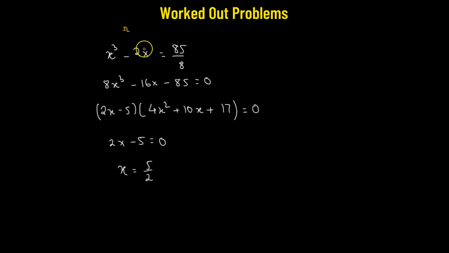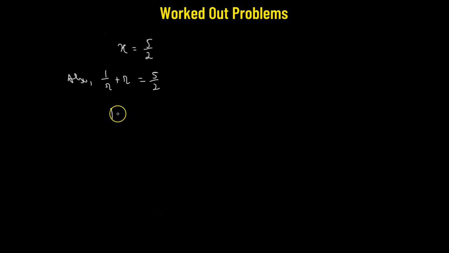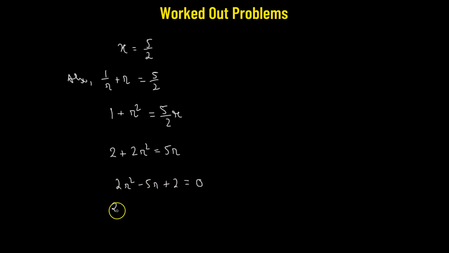Now since we have considered x to be equal to 1/r + r, we have 1/r + r equal to 5/2. Now multiplying throughout with r, we're going to get 1 + r² equals 5/2 times r. Then multiplying both sides by 2, we have 2 + 2r² equals 5r. Rearranging the equation, we have 2r² minus 5r + 2 equals 0. So that gives us 2r² minus 4r minus r + 2 equals 0.